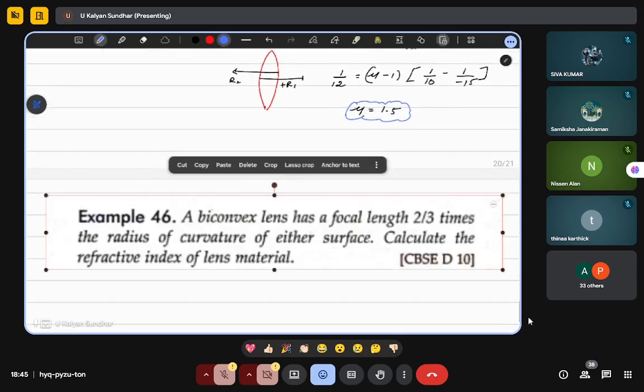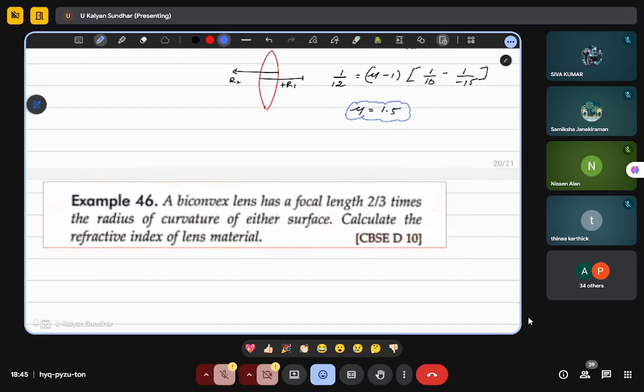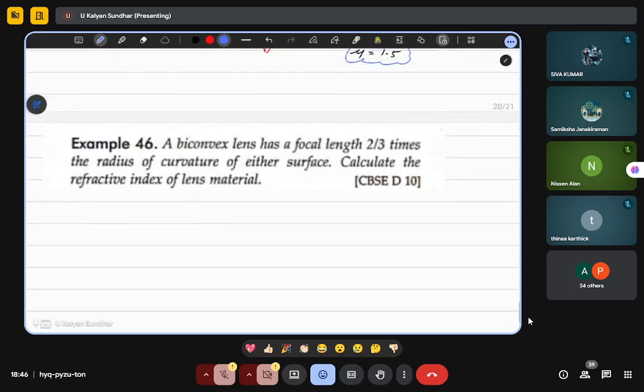Now this one. A biconvex lens has a focal length 2 by 3 times the radius of curvature of either surface. Calculate the refractive index of the lens material. So you have to find the mu value. But here they haven't given the direct R value. They have given the relation between R and F.